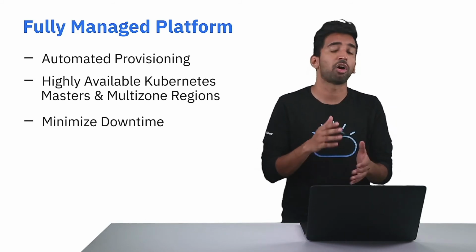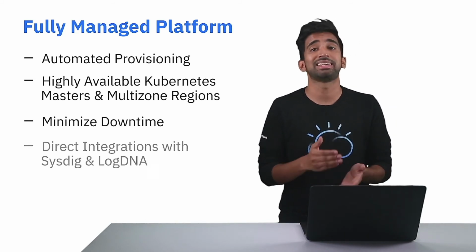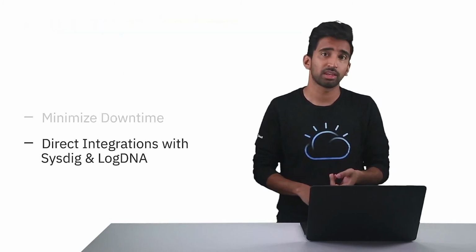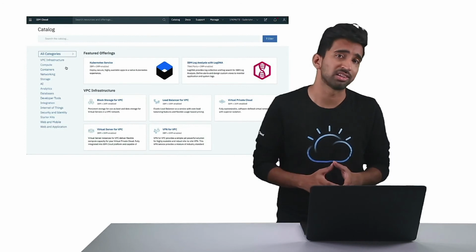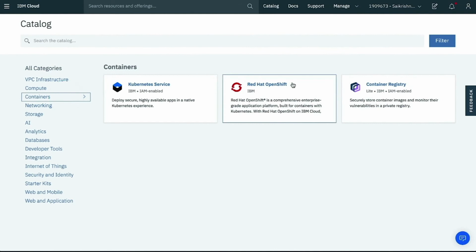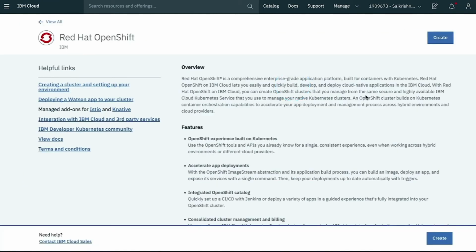And finally, for all of your monitoring and logging needs, take advantage of direct integrations with Sysdig and LogDNA. Let's get started by walking through the process of creating an OpenShift cluster. We'll navigate through the dashboard and choose an OpenShift cluster. We see some information about this service, and we'll go ahead and hit Create.